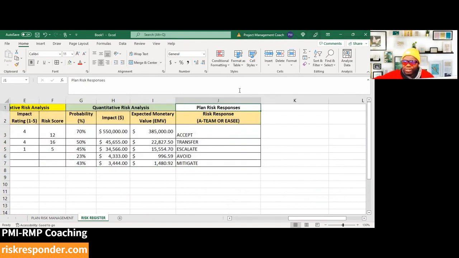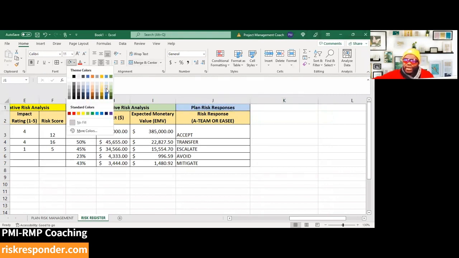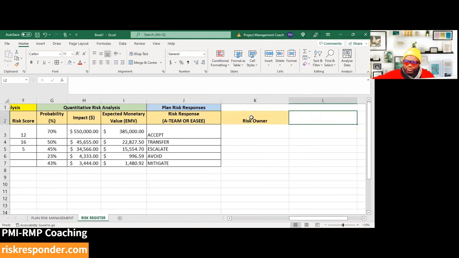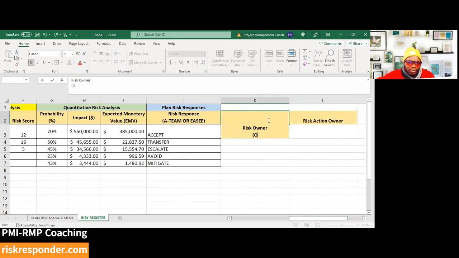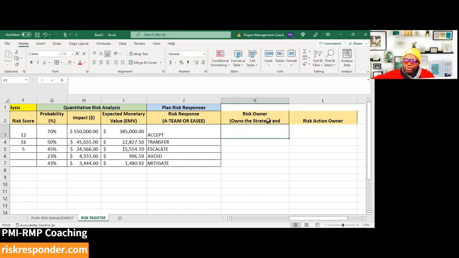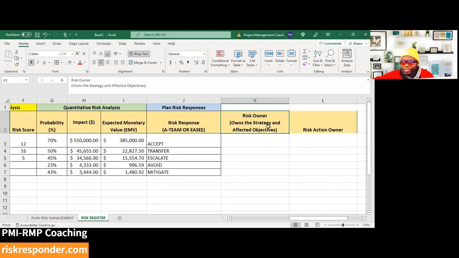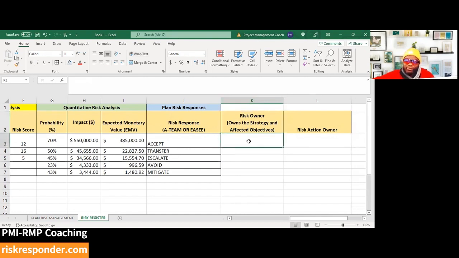When you have planned your risk responses, it would make sense for you to begin thinking specifically about who is going to do what. So we have another section here where we would have the names, the risk owner, and we will also have a section for the risk action owner. Who is the risk owner? Owns the strategy and affected objectives. Most of the time, your risk owner is going to be the person whose objectives are somewhat impacted. So it could be a stakeholder. Let's say you got a risk associated with the finance department. The risk owner could be the head of finance, for example. So you would actually have names, right?